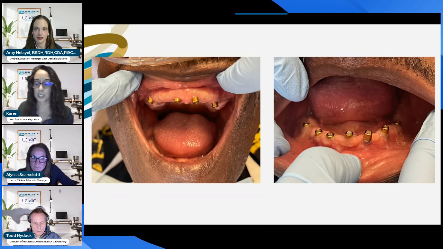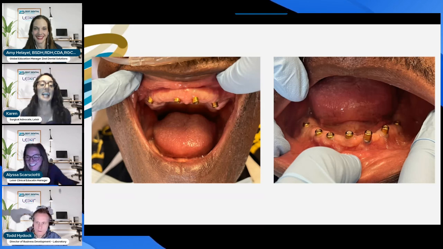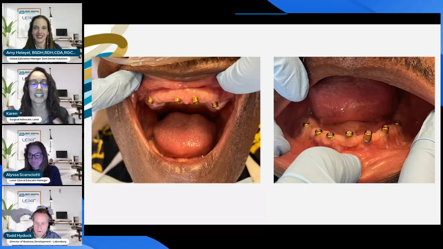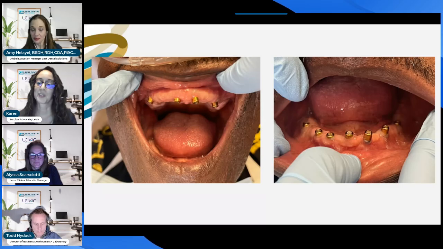I'm actually putting something in the chat right now. As you can see, this is my biggest thing: measure, measure, measure, because this will make or break it. Thank you. So I agree.